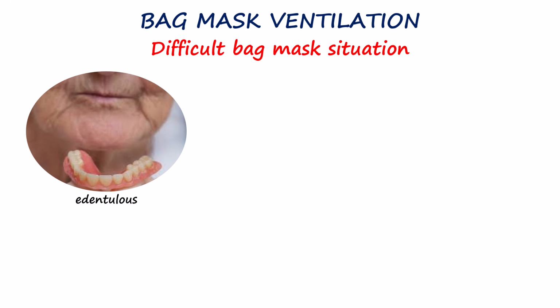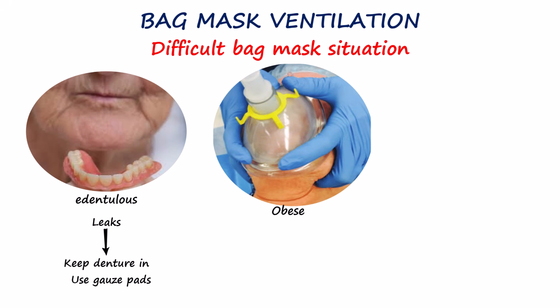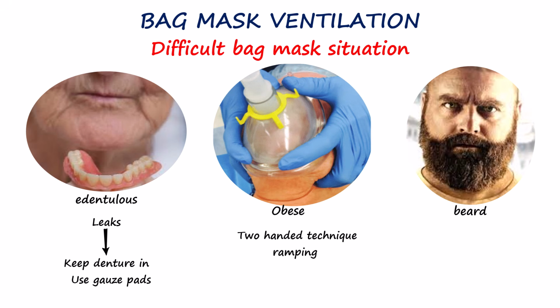In adults, certain situations make achieving a seal more difficult. In edentulous patients, the absence of teeth leads to collapsed lips and cheeks, producing leaks. Leaving dentures in place when possible or packing the cheeks with gauze restores contour and improves the seal. In obese patients or those with redundant soft tissues, extra jaw thrust and the two-hand technique are usually required. Beards may also interfere with the seal, which can be improved by applying water-soluble gel to the mask rim or shaving the area when feasible.